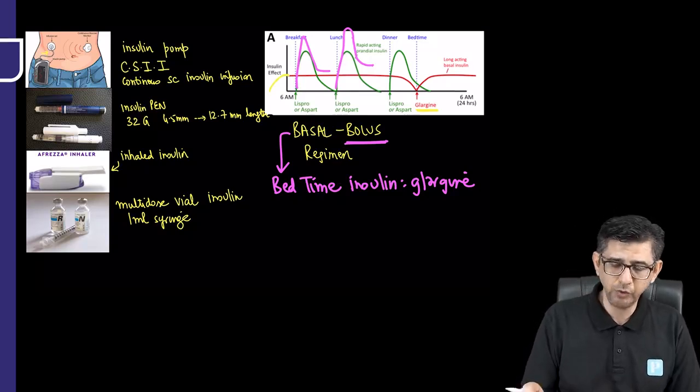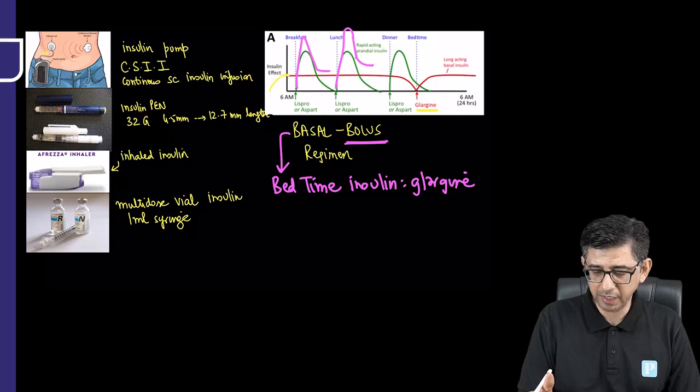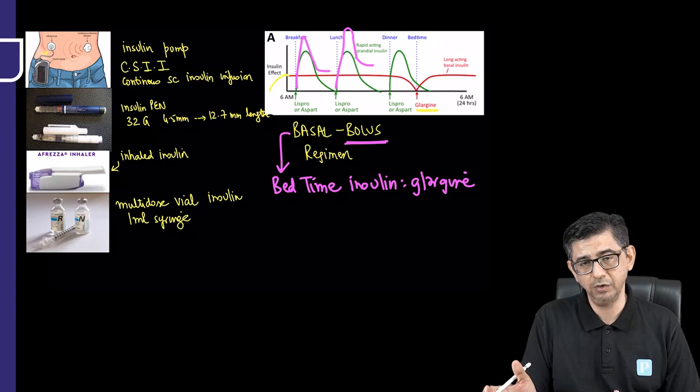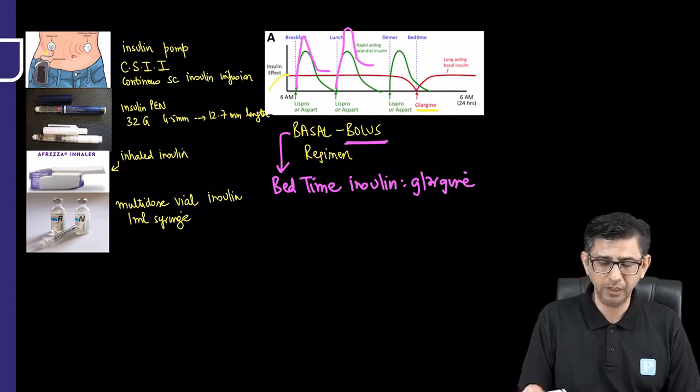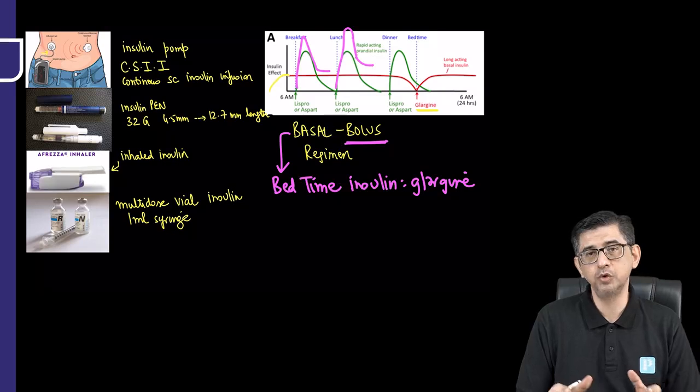About 50% of whatever you calculate based on body weight would be given as basal insulin. The remaining 50% would be divided into three dosages and given to the child. And continuous glucose monitoring, as I've said, is a game changer because it gives you real-time values of how the sugar is behaving.